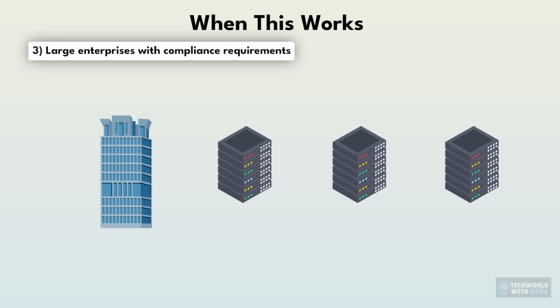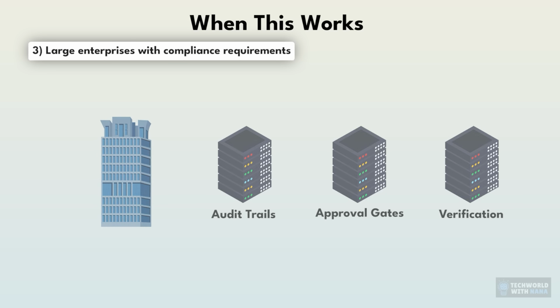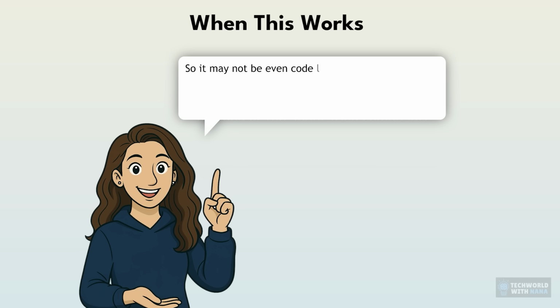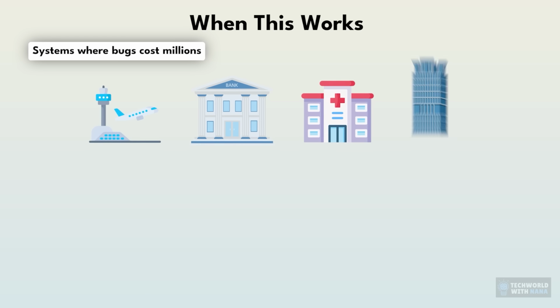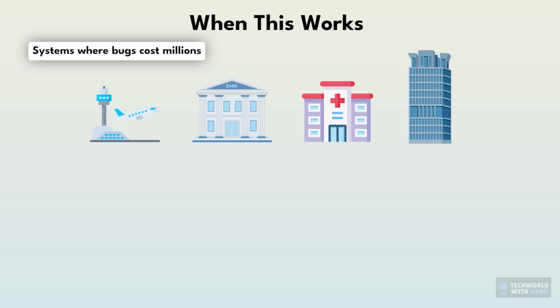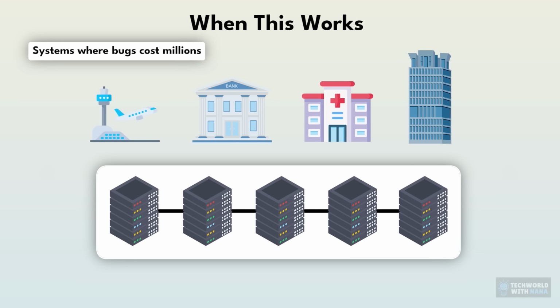Or think of large enterprises with compliance requirements. You need audit trails, approval gates, verification at each step for regulatory compliance. So it may not be even code logic and functionality that gets checked as much as is the code or the application compliant? Does it go through security checks? And so on. So generally, as you see, the pattern is that systems where bugs cost millions or cause regulatory issues actually justifies having multiple testing environments, even though it may be painfully slow to deploy any new change.